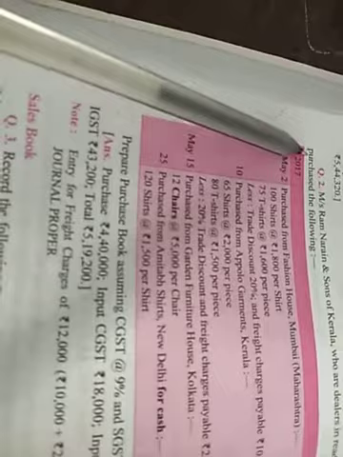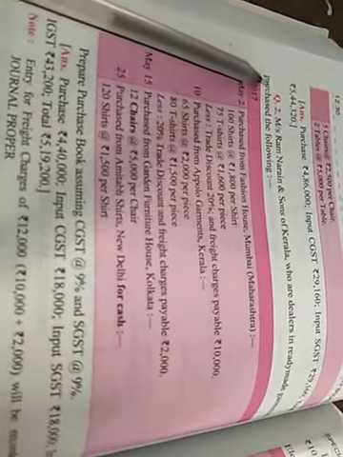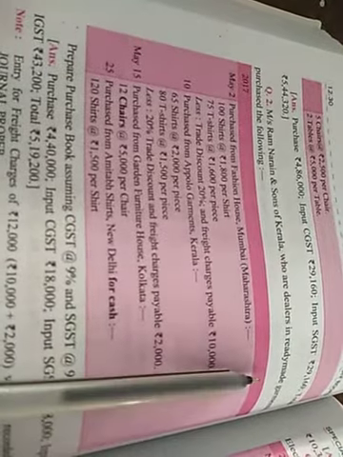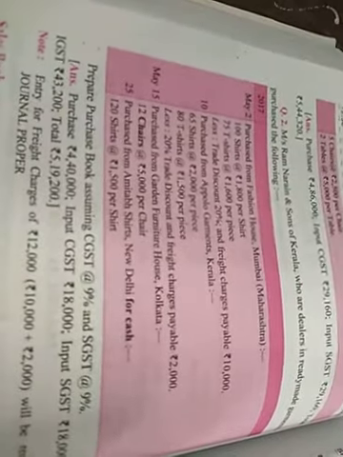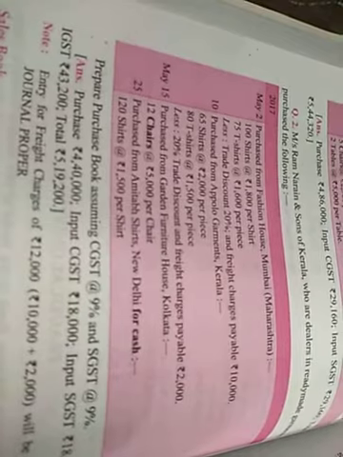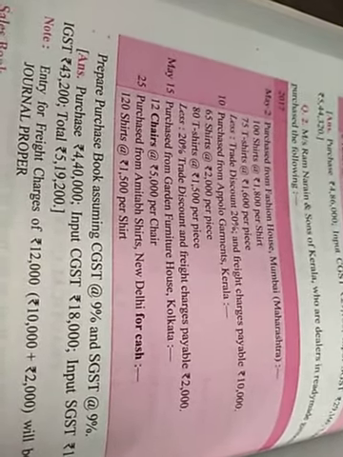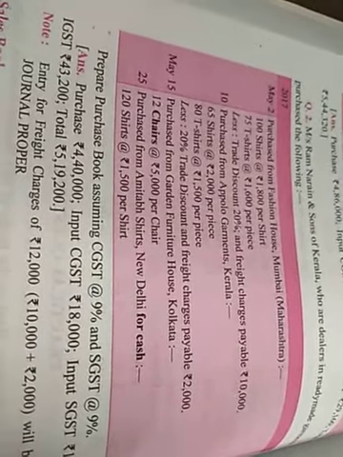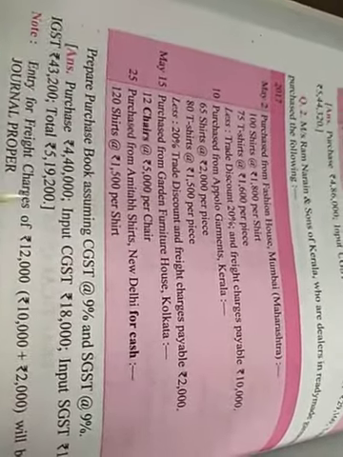Now let us see a question and try to solve it. The question is here, question number 2 in this book. Messrs. Ram Narayan and Sons of Kerala, who are dealers in ready-made garments, purchase the following. Now please be particular about this. When we are talking of GST, we should always know what is the location where the firm or the company for which you are passing the entries is located. Now this is located in Kerala.